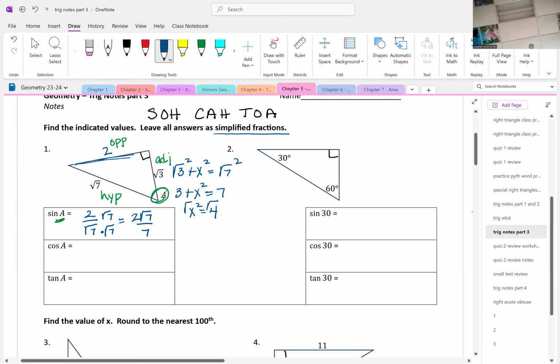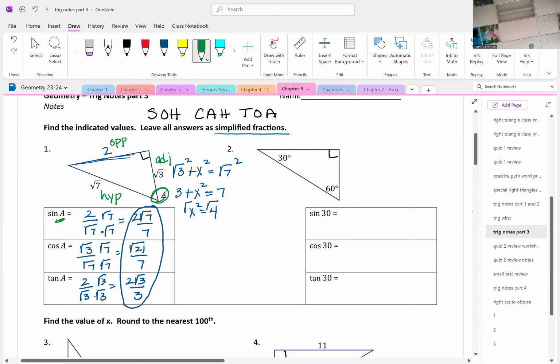Cosine is AH, adjacent over hypotenuse. So the adjacent is the square root of 3, and the hypotenuse is the square root of 7. So to simplify, I'm going to multiply top and bottom by the square root of 7. So that gives me the square root of 21 over 7. Last but not least, tangent is OA, opposite over adjacent. So it's going to be 2 over the square root of 3. Need to rationalize the denominator, so I get 2 square root 3 over 3. And right here, these are my final answers.